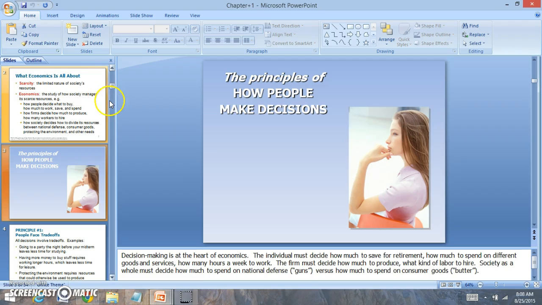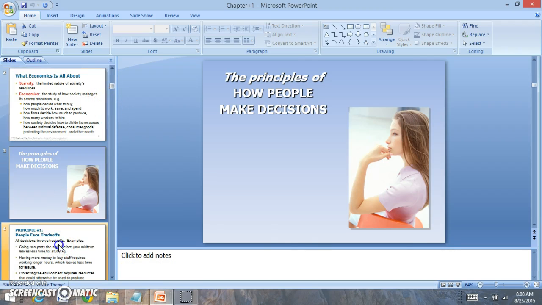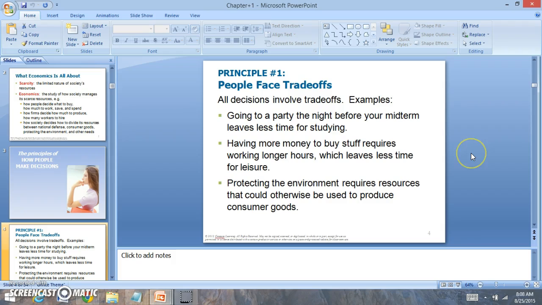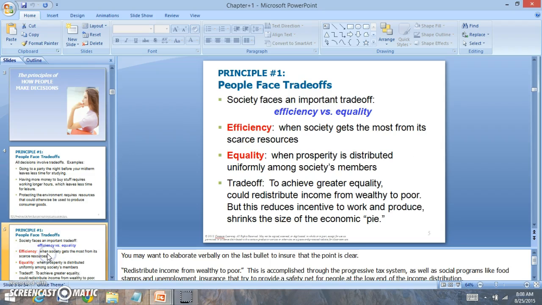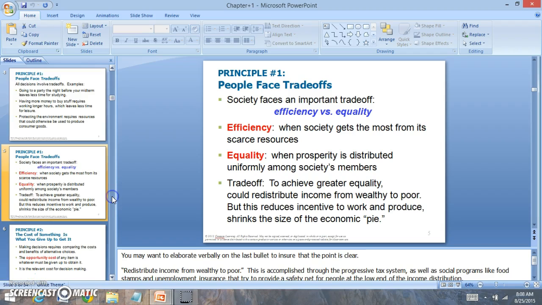Now, in this section, we're going to be focused on how people make decisions. Principle number 1, and I'm going to skip around certain of the principles, is how people face trade-offs. People face trade-offs in any decisions that they have to make, and these trade-offs are very important within markets. We have to make decisions between efficiency and equality. Efficiency is looking at how society gets the most out of its resources, whereas equality is looking at fairness and how these resources are allocated.